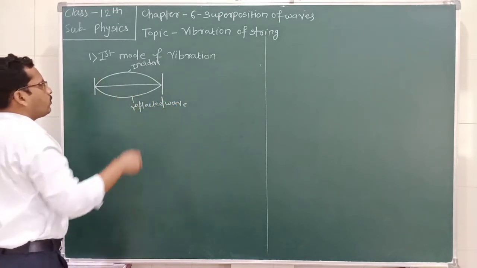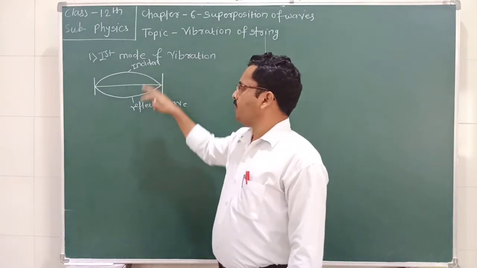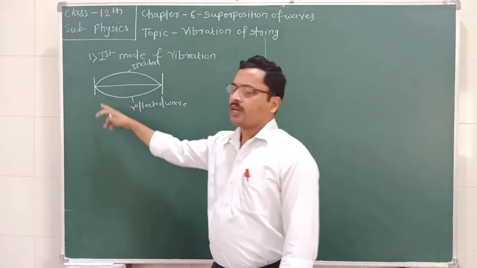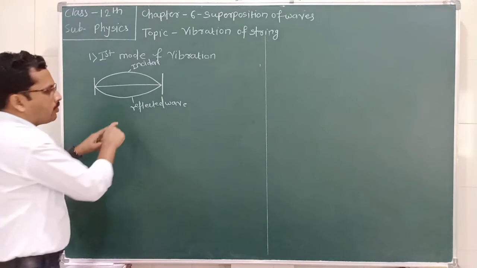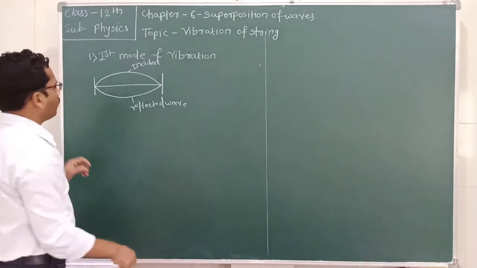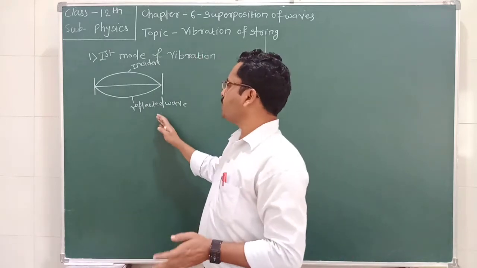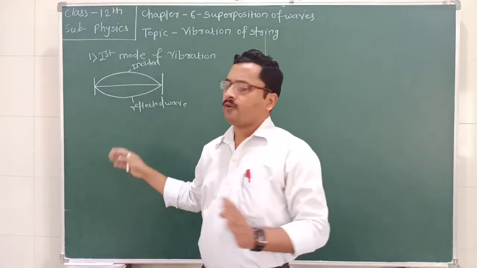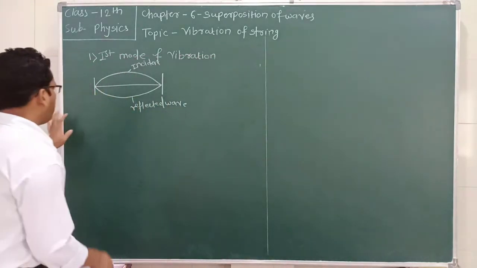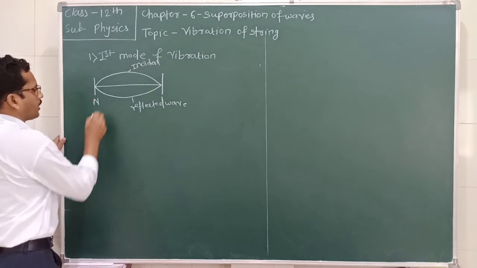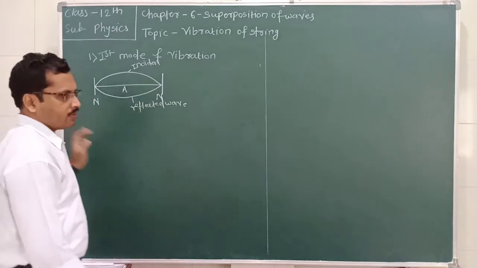So due to the incident and reflected waves, the interference of these two waves gives us a stationary wave, and this is called a loop. Also remember that when a stationary wave forms within the string between rigid supports, there is a node at each rigid support and an antinode in the middle.